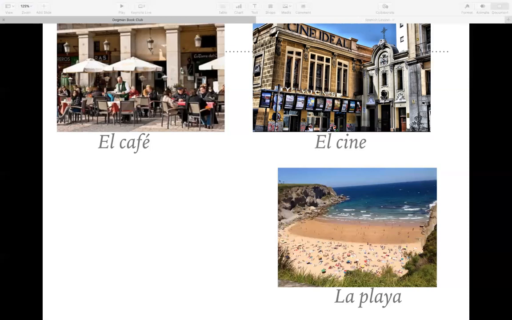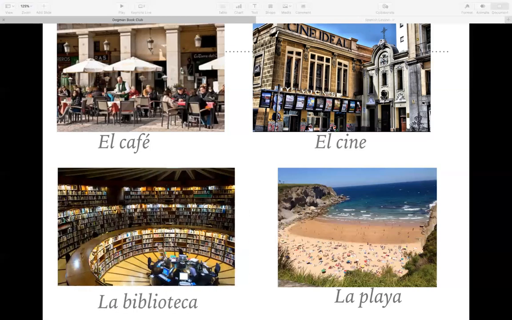And the last one that we're going to work with today is la biblioteca. Repita, la biblioteca. Good job. So this is a beautiful library in Madrid. I love how the shelves are circular, but again, it doesn't look like the English word library, but it does look like another word you might think of, Bible. Bible is a book. There are books in a library. So there you go. La biblioteca, library.